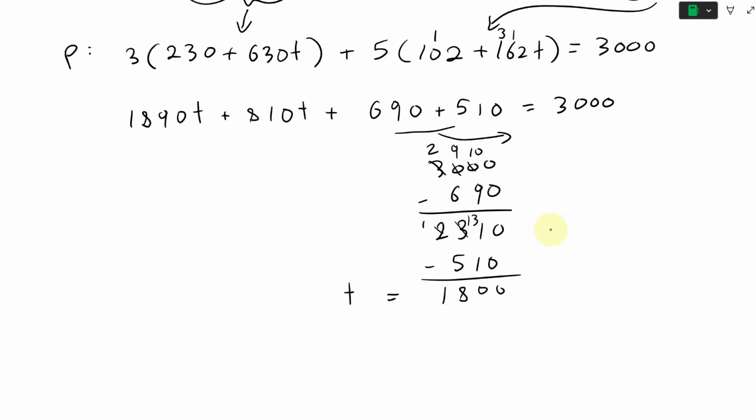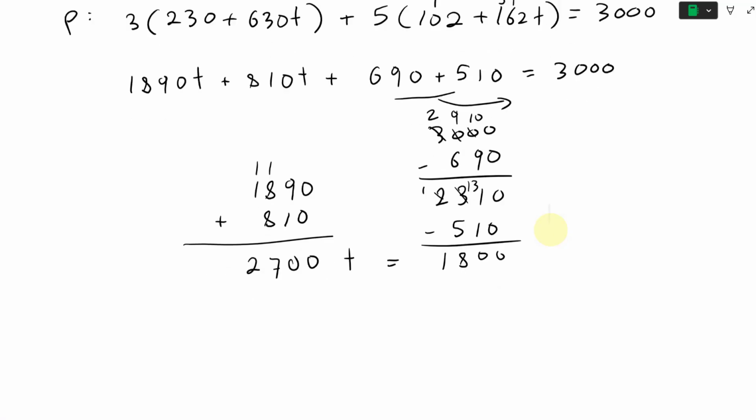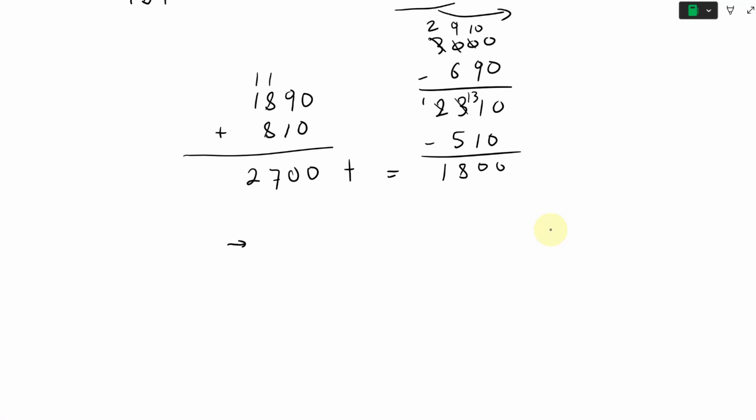With this side is going to be t, and then this is going to be, add these up, 1890 plus 810, and lower this and move it, and put a plus sign. This is going to be 0, this is 0, add a 1, 8, 16, 17, add a 1, 2, 7, 0, 0. Alright, so t equals 800 over 2700, and plug this into the calculator.